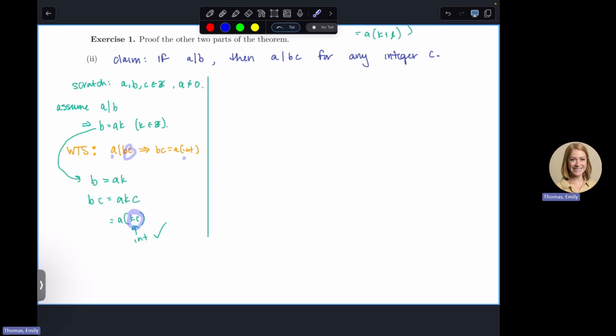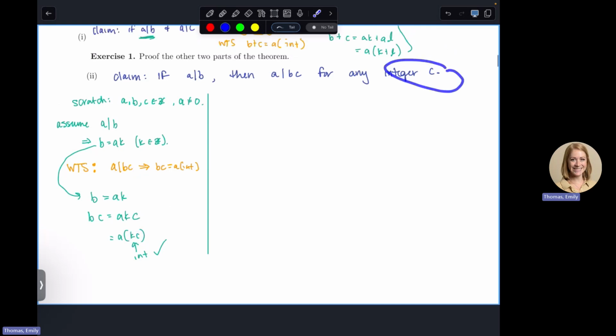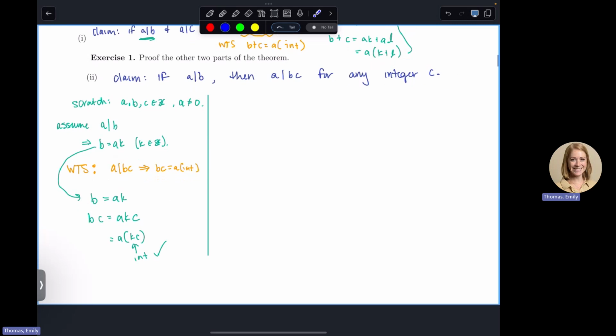What are your thoughts on this? Where does C come into play? C is in the claim. Oh, so C is just an integer, a random integer. We know nothing about it. It's just there. It's just an integer. Okay.